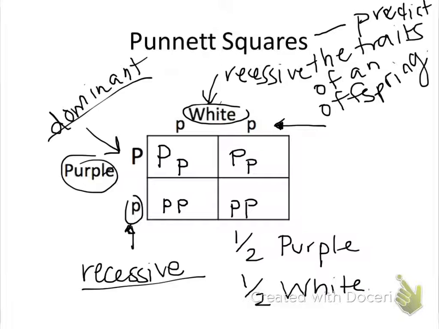I know that half the offspring will be purple because, let me show you, this capital P here means that the dominant trait, the purple, will override the recessive trait. The same with this one. But because down here we only have two lowercase p's, those two flowers will be white. So we know that for these two plants, half of their offspring will be white and the other half will be purple.